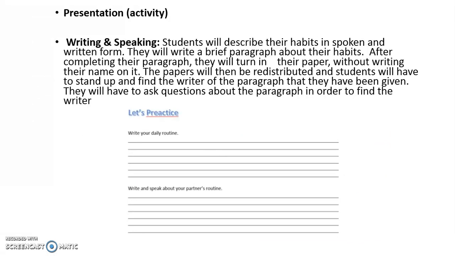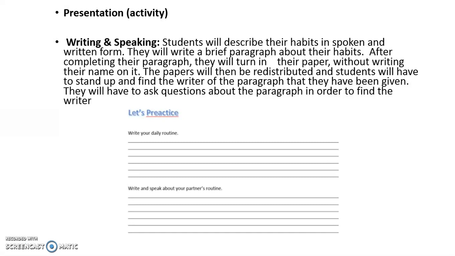Preparation of this activity. This activity is focused on writing and speaking. Students will describe their habits in spoken and written form. They will write a brief paragraph about their habits. After completing their paragraph, they will turn in their paper without writing their name on it. The papers will then be redistributed and the students will have to stand up and find the writer of the paragraph that they have been given. They will have to ask questions about the paragraph in order to find the writer. So in this exchange, they practice writing their own routines.